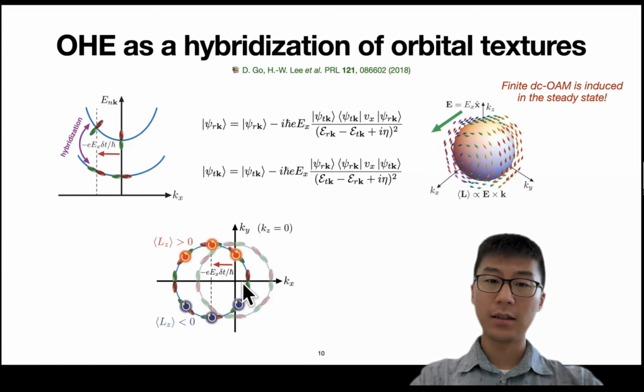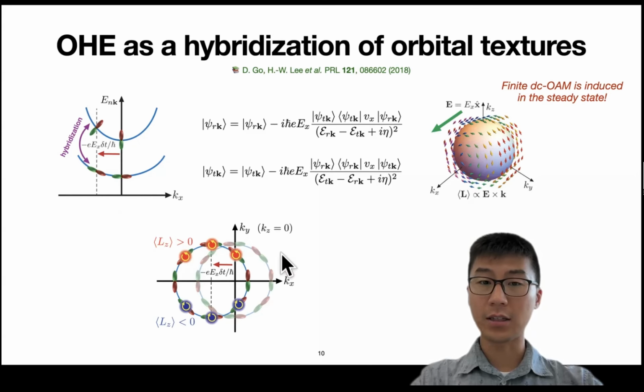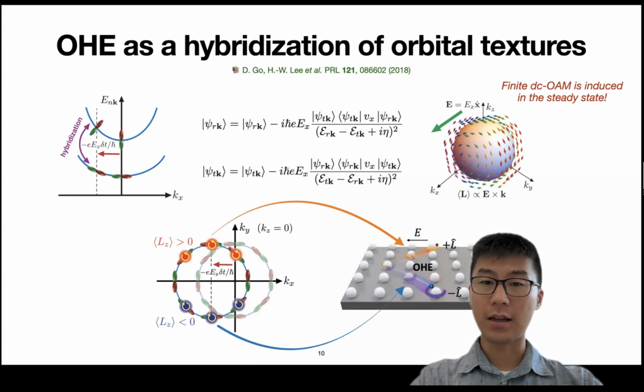So this means that for a two-dimensional case, as an example here, Lz is induced for states with positive ky when we apply E field along x direction, and the induced Lz will have the opposite sign for the states with negative ky. And because states here with positive ky already move with positive group velocity, while states here move to the negative y direction, this explains the emergence of orbital Hall effect in the stationary state.